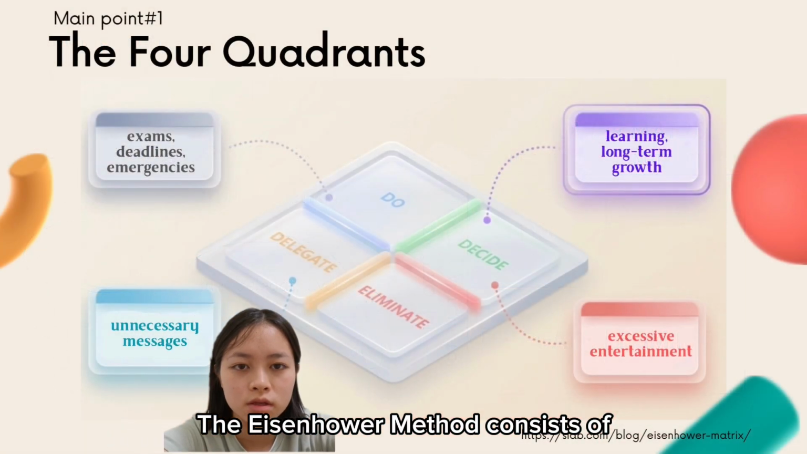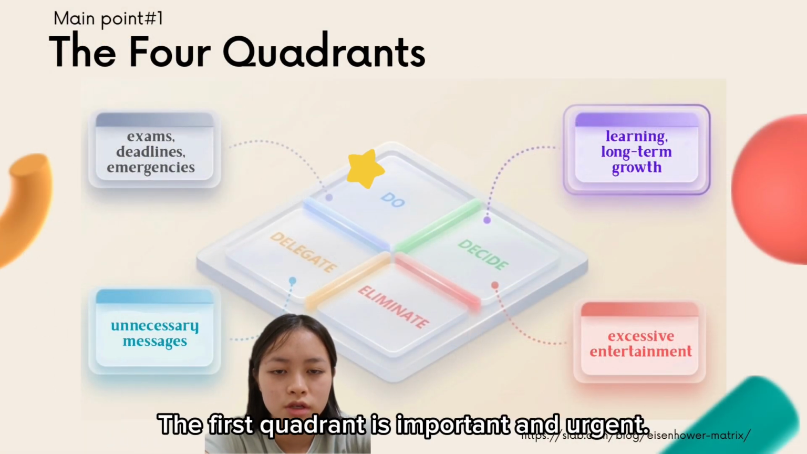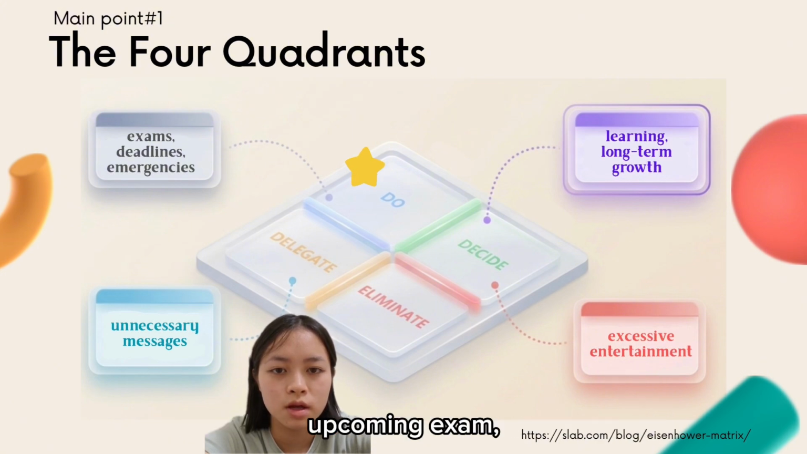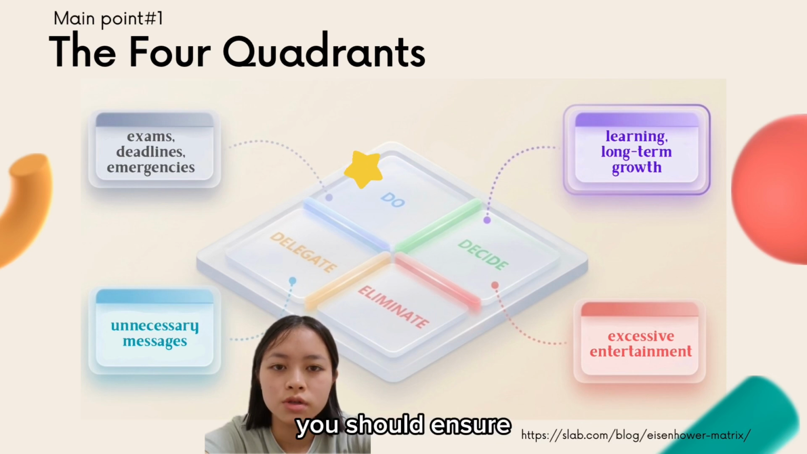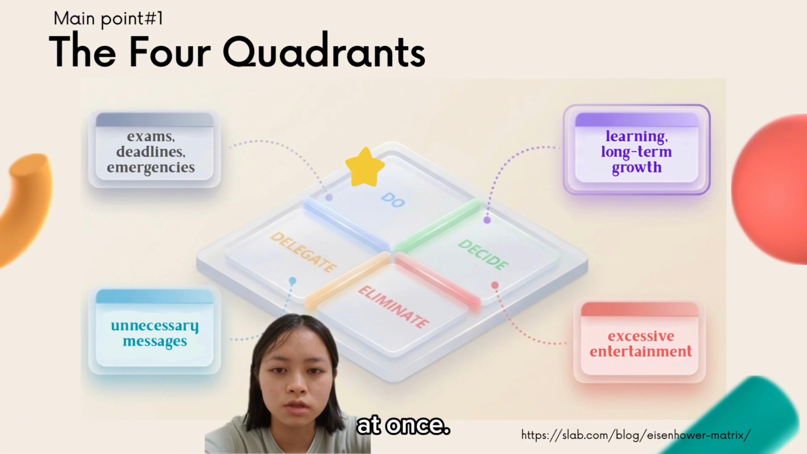The Eisenhower method consists of 4 quadrants. The first quadrant is important and urgent. These are immediate actions such as upcoming exam, deadline, or emergencies. While these are urgent, you should ensure you don't have too many of these tasks at once.